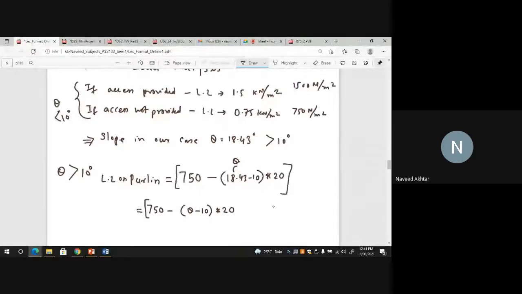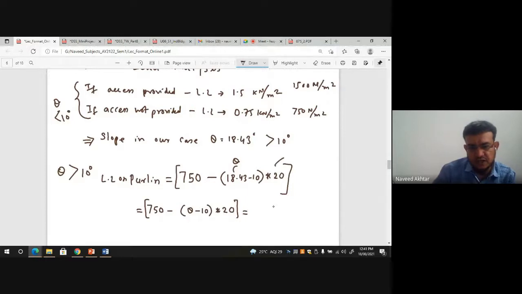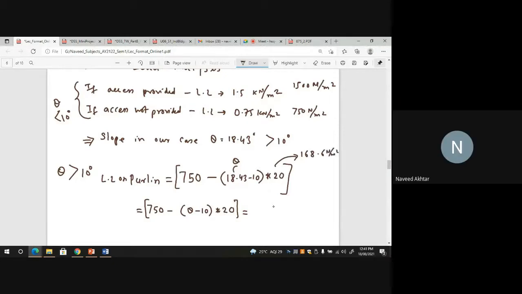In our case, theta is 18.43, and 18.43 minus 10 is 8.43, into 20, that is 168.6 Newton per meter square. This has to be reduced from this. So I reduce 750 minus 168.6, so it is coming 581.4 Newton per meter square.